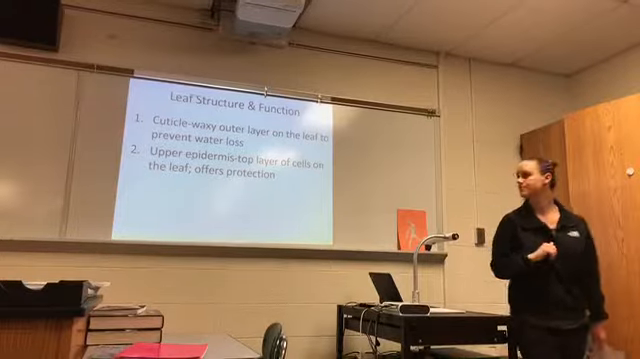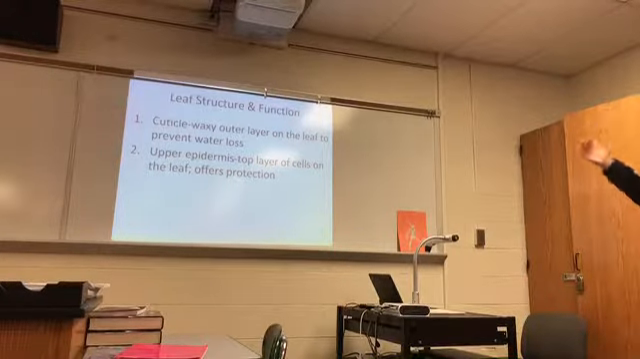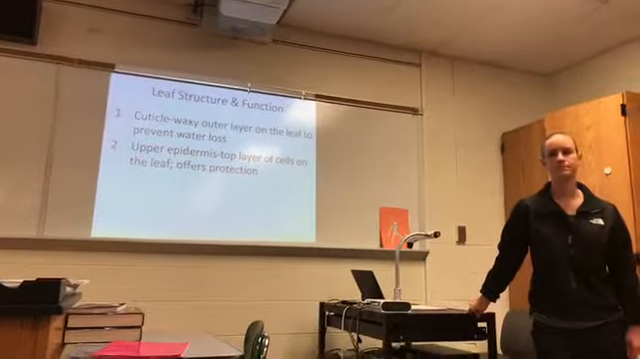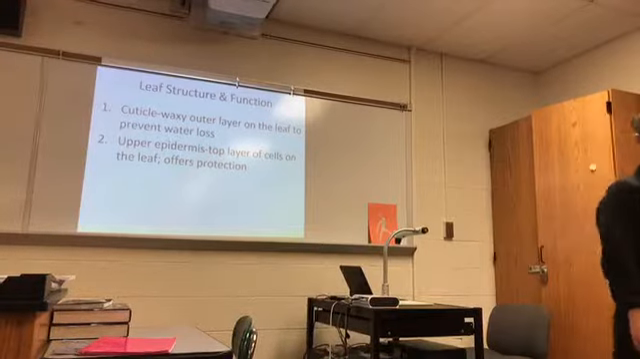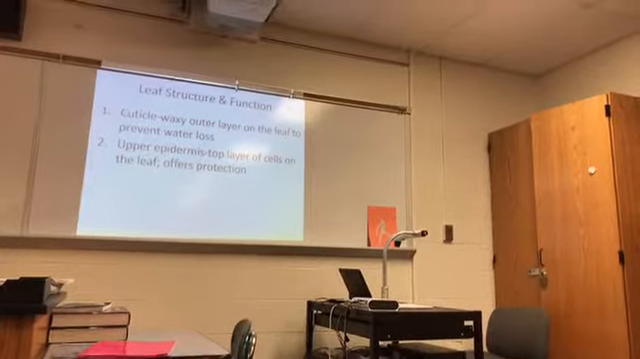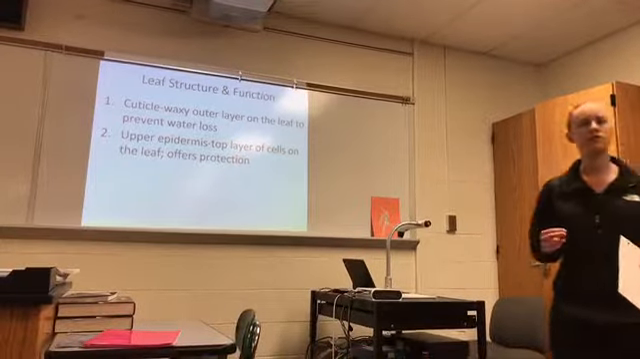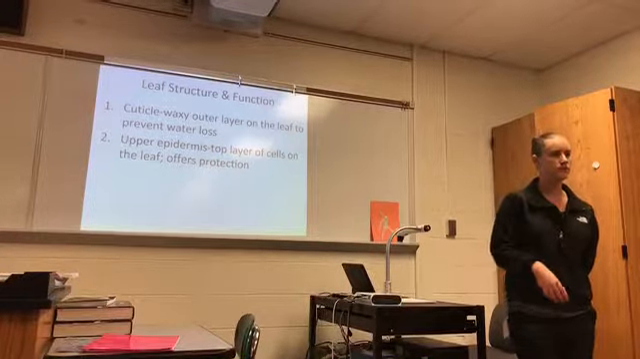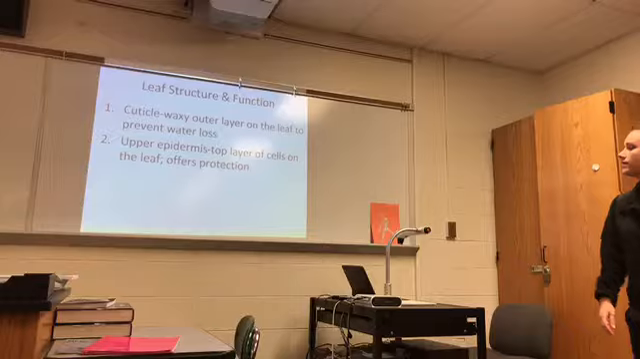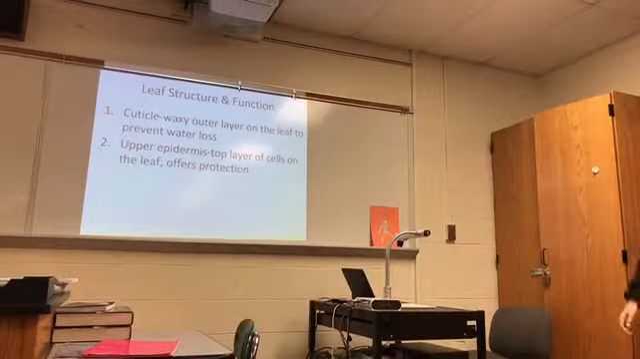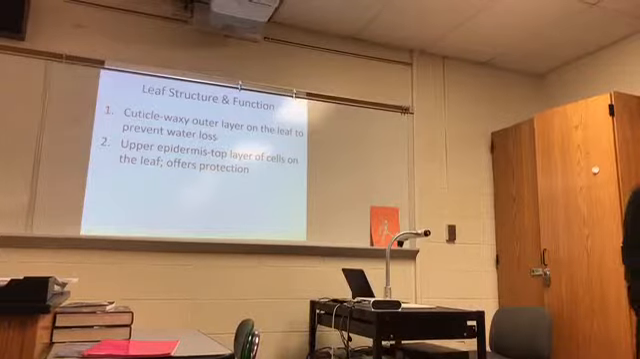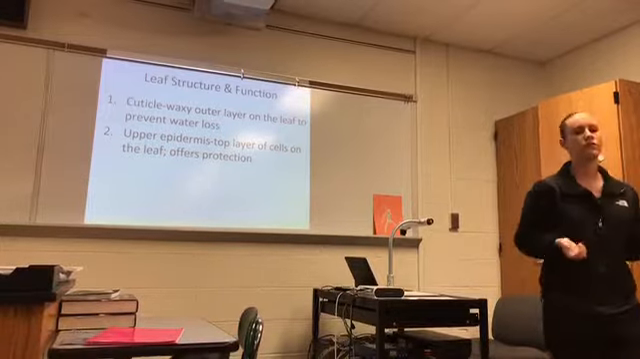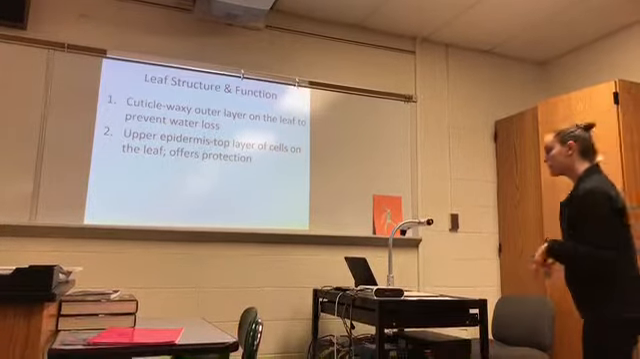Okay, here starts your notes. So we talked about that outer layer, that's the cuticle, right? That's going to be the waxy outer layer on the leaf to prevent water loss. And that's really important. We don't want the plant to dry out and wilt. We want to contain that water. So that cuticle is waxy, what do you think it's made of if we're talking about a waxy organic compound? A lipid, okay? Then we have that upper epidermis. That's going to be the top layer of cells on the leaf, and it's going to offer protection. Okay, so we have the cuticle outer layer, which allows us to prevent water loss. Then we have that extra layer of protection for the leaf.